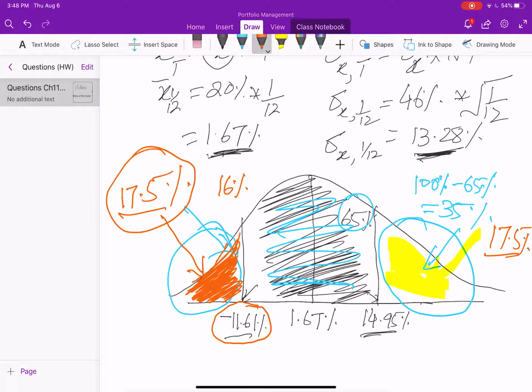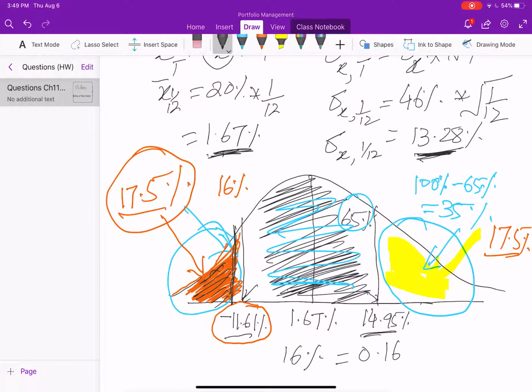But the question is, what is the minimum expected loss with 16% probability, when the area under this curve is 16%? So it means that this area will be somewhere on the left side of this line which I have just drawn over here, right? Somewhere over here. We have to find it, and in order to find it, first we have to find the z-score. So 16% area means 0.16.